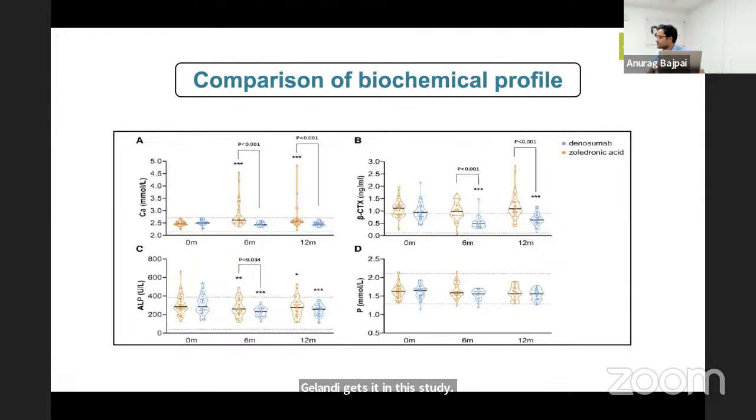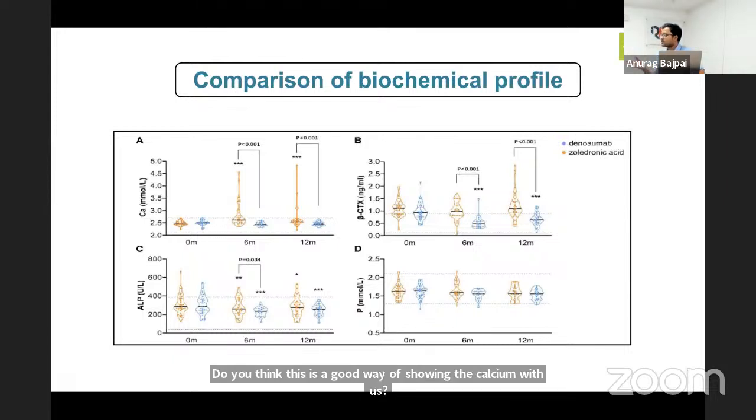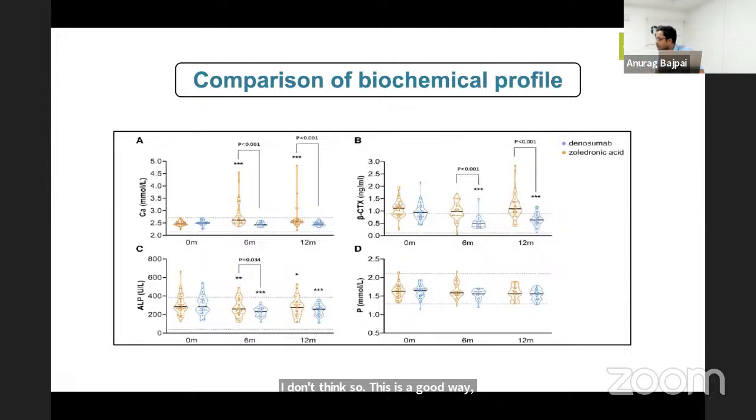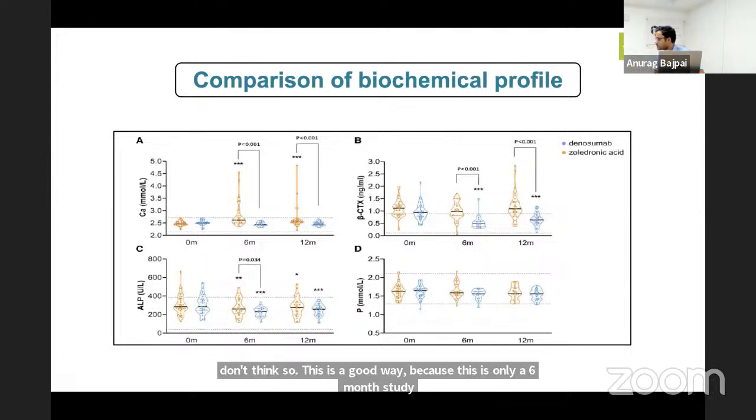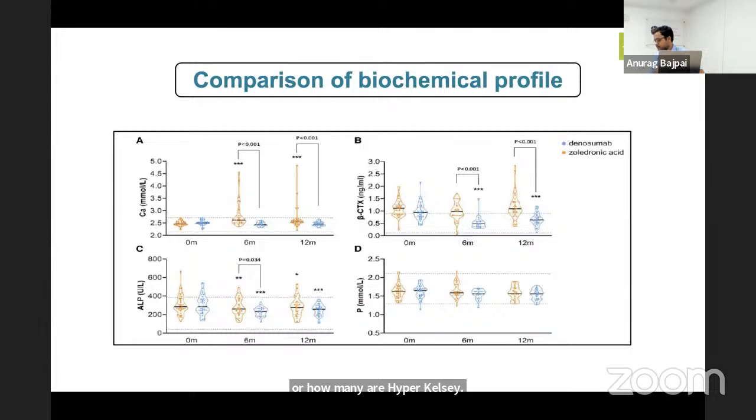Okay. Now, do you think this is a good way of showing the calcium results? I don't think, sir, this is a good way because this is only a 6-month study. What are you more interested in, the average calcium or how many are hypercalcemic? Ideally, it should be how many are hypercalcemic, how many are hypocalcemic. So you could have shown the distribution, that this percent is normal, like time in range, time below range, time above range. So calcium in range, calcium below range, calcium above range. That is more important, because if somebody's calcium is 20, he will drag the entire graph toward the upside. So this is not the most important thing to look at, but yes, you can see here also.